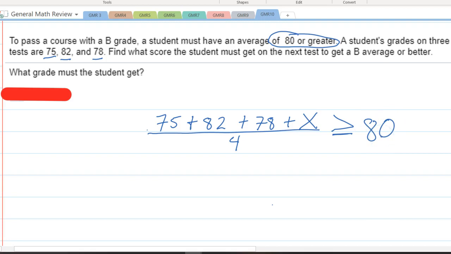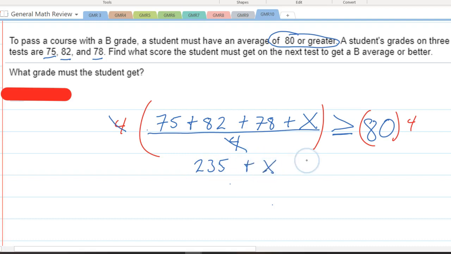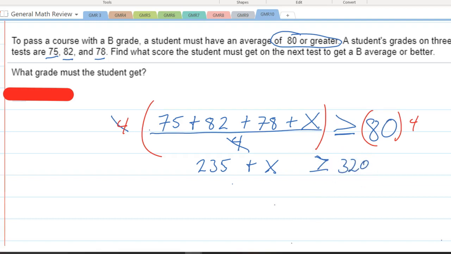Now we simply solve. I'm going to multiply both sides by 4 to get rid of the fraction. When I do that, the 4's cancel out. And at the same time, I'm going to add up my like terms inside, which gives me 235 plus x is greater than or equal to 320. In order to solve for x, I simply subtract the 235 from both sides.